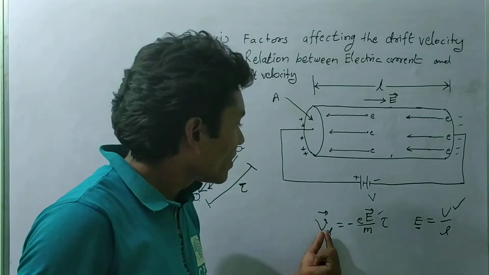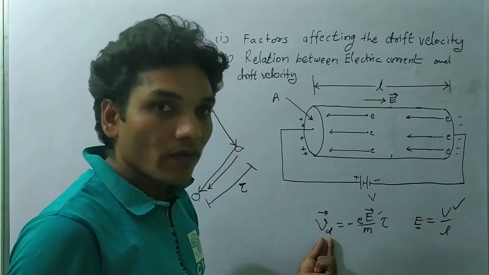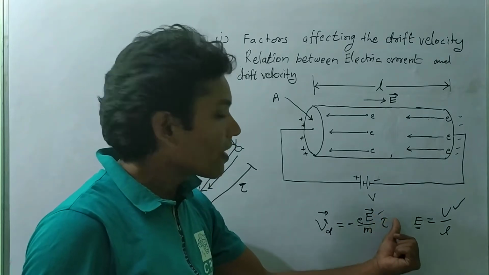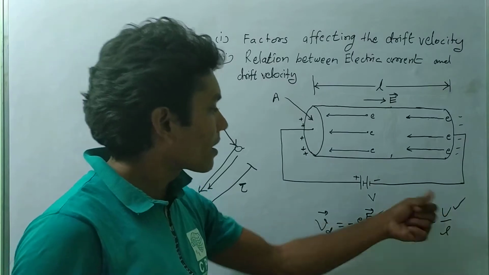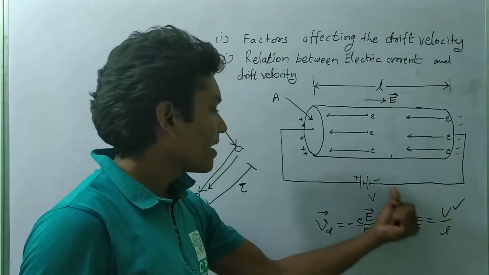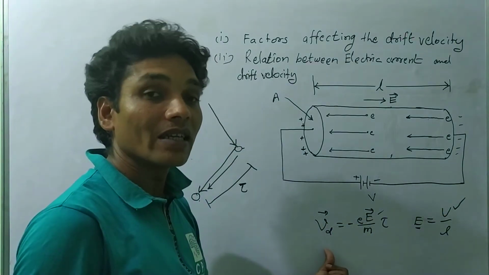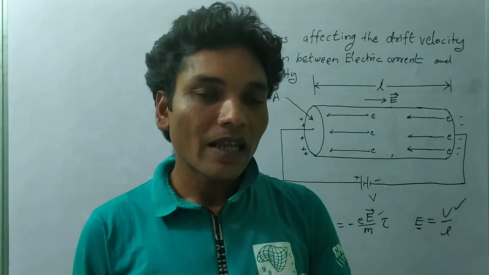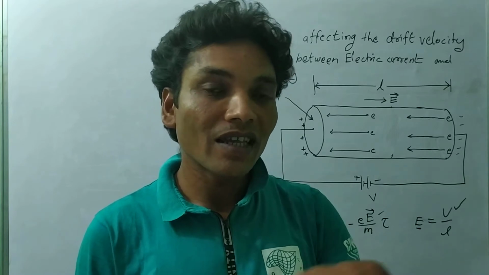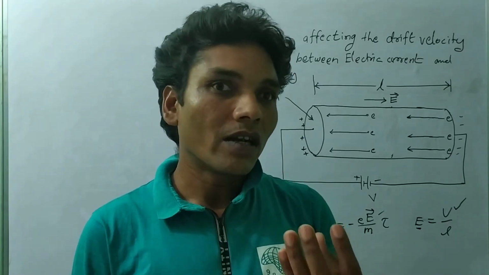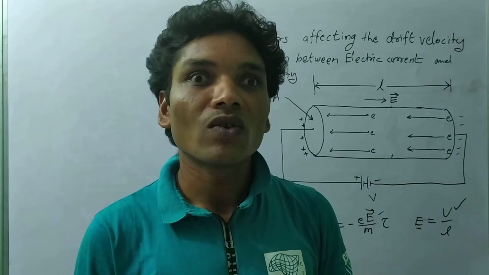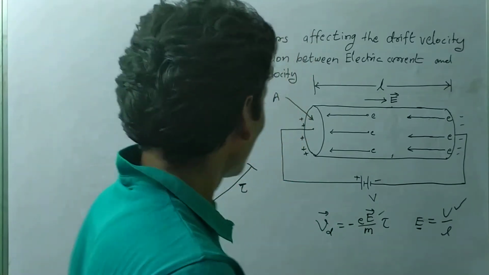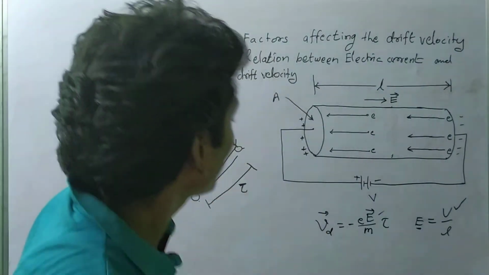So when temperature is increased, tau will decrease, and then Vd will decrease. The conclusion here is that when the temperature of the conductor is increased, the drift velocity of the electrons is decreased. Okay, so this is the dependence of Vd.